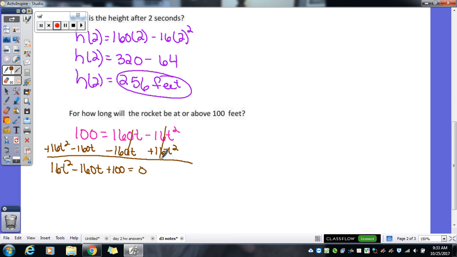So let's see here. We've got to figure out if this is going to be factorable or not. Oh, they all can be divided by 4? All right. So we'll divide everything by 4 to try to make it a little easier to factor. Minus 40t plus 25. There we go. 4t squared minus 40t plus 25.